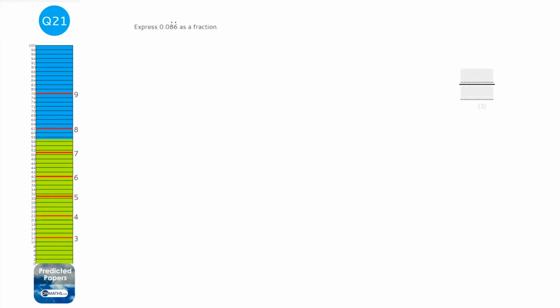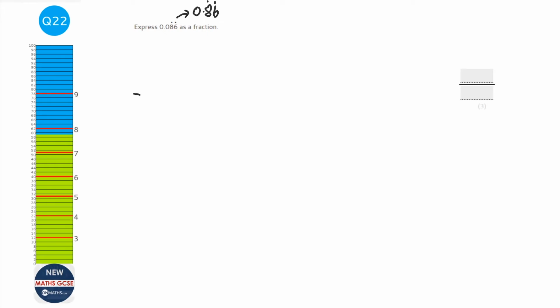This question could be a show that question where it gives you the decimal and the fraction, or it could just ask you to work it out. So it could turn up on either paper. So the first thing I'm going to do is just convert this. I'm just going to be investigating this first, and then I'll worry about the 0.0 later on.